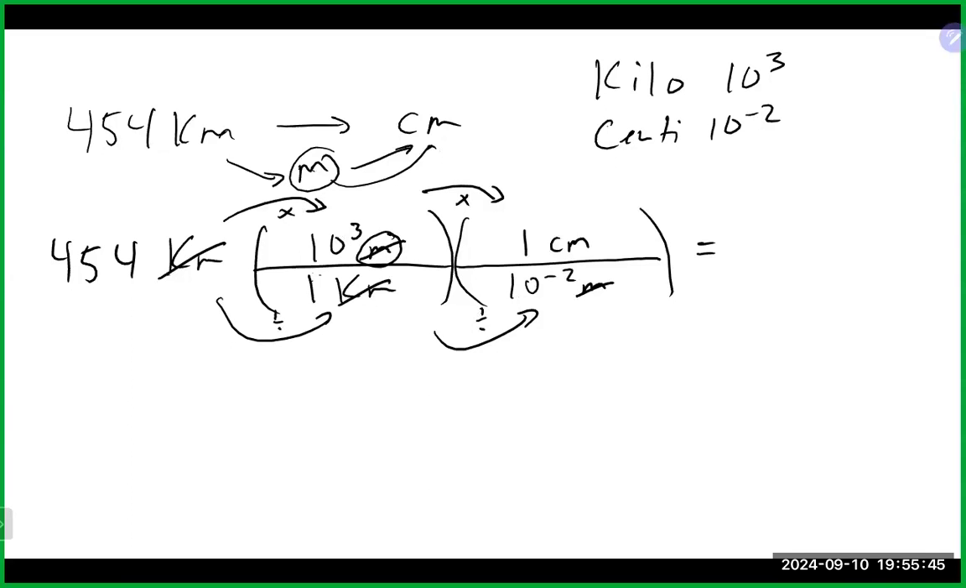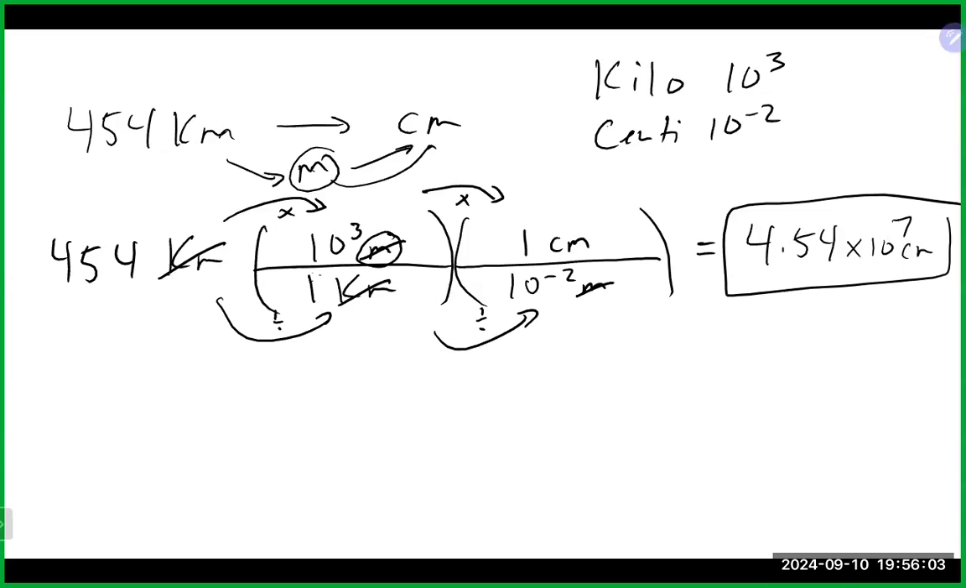And in this case, we'll get 4.54 times 10 to the 7 centimeters. Again, significant figure wise, exact number, 3 significant figures. That is what we should end up with here in our answer. Question on that there?